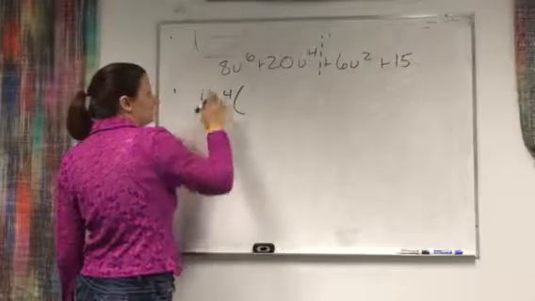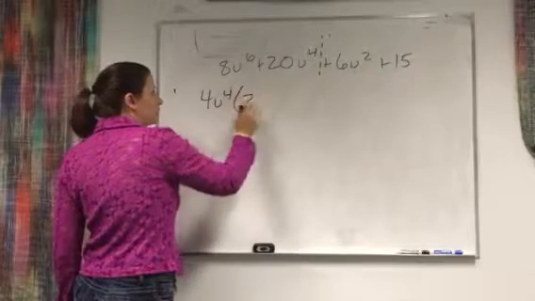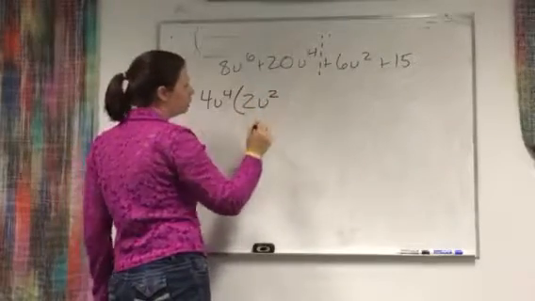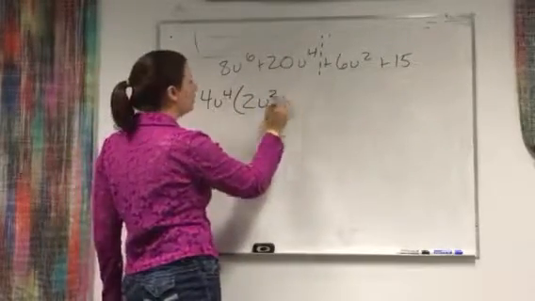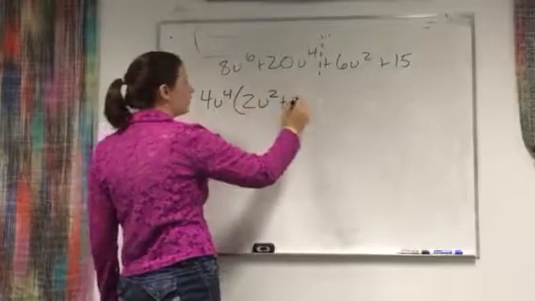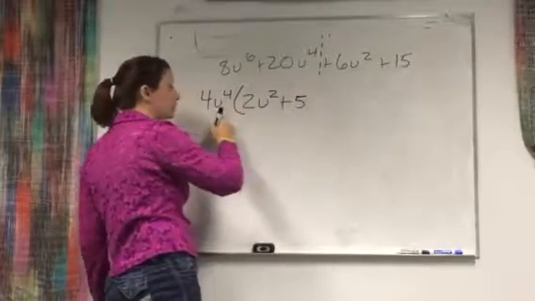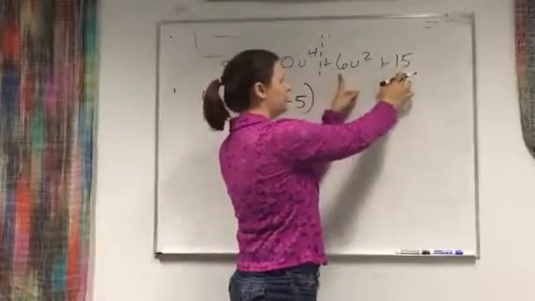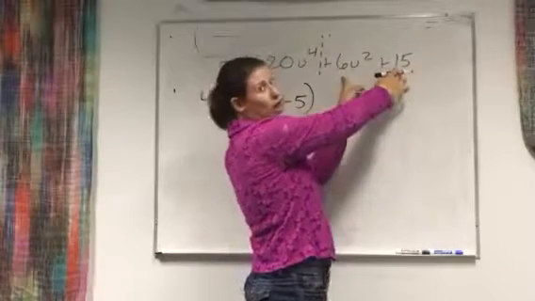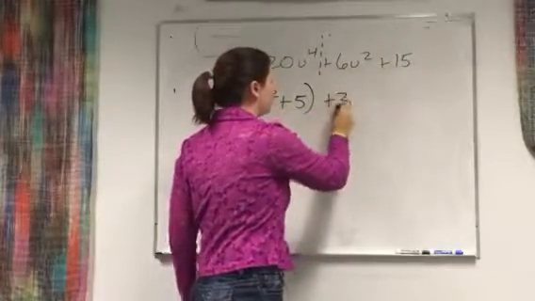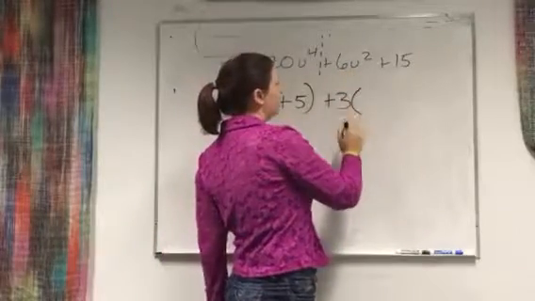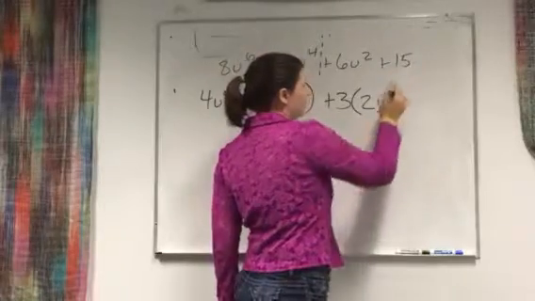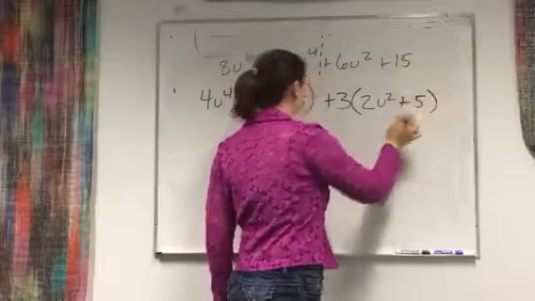So what do we have left? 8, take out 4, leaves us with 2. U to the 6th, take out 4, leaves us with 2. Then 20, take out 4, leaves us with 5. U to the 4th, take out 4, no U's. Now let's look at this second group. 6 and 15, well, they don't have a 2 in common, right? Just a 3. So take out plus 3. 6 divided by 3 is 2. We didn't take out any U's because this one didn't have any. 15, take out 3 is 5.